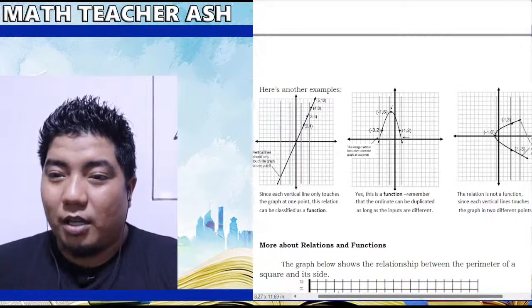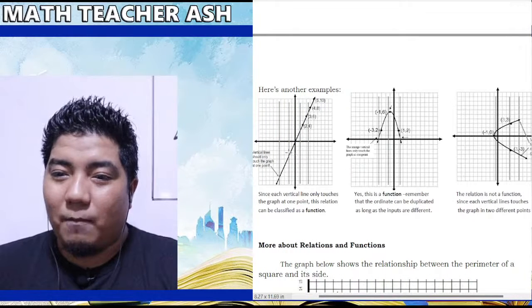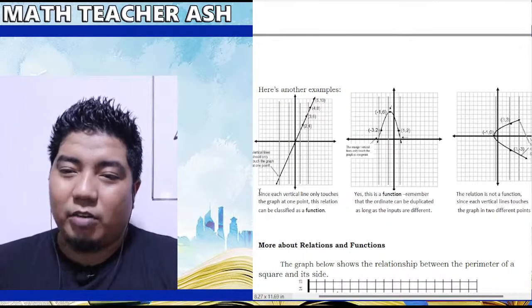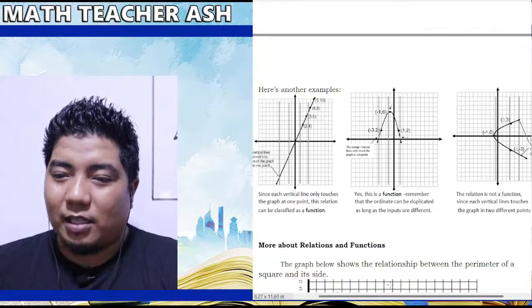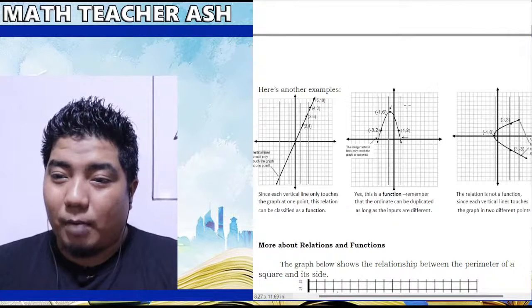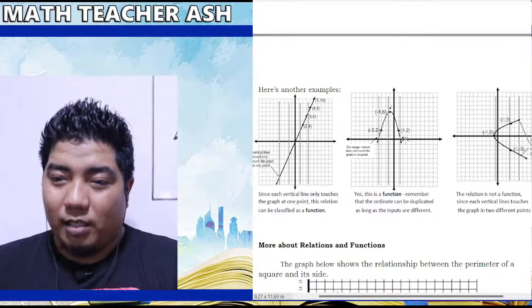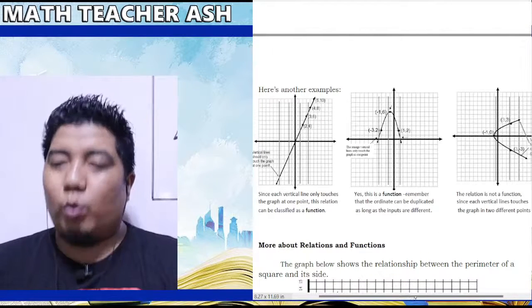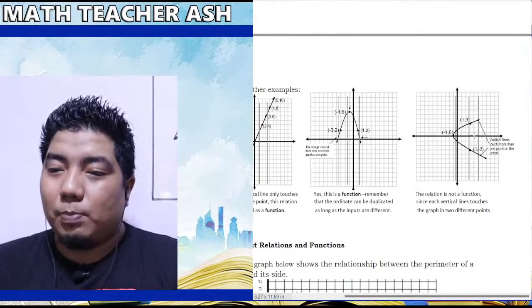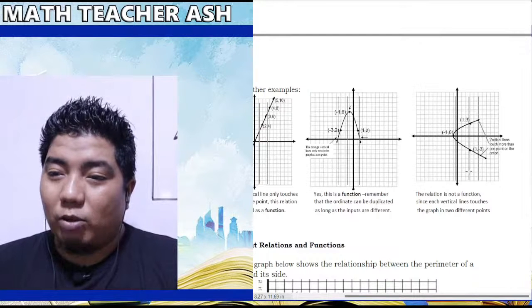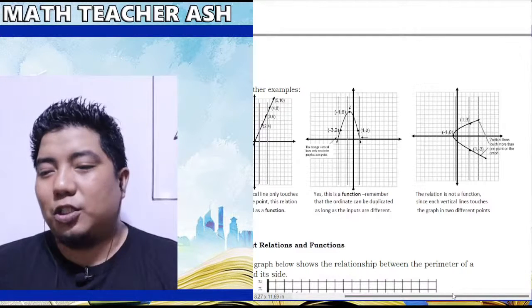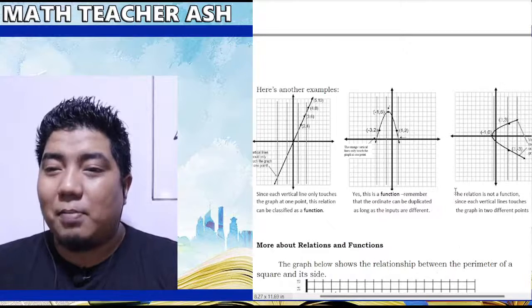So, these are other examples. Okay, so we have here the linear graph. So, kahit saan ka dyan, isang tatama na talaga yan. We have also here the parabola, the quadratic. Isang beses lang din yan tatama kahit saan ka mag-drawing ng vertical line. But in this part, dalawang beses kang tumama. So, this is not a function. Alright, so ganun lang kadali, my dear math learners.